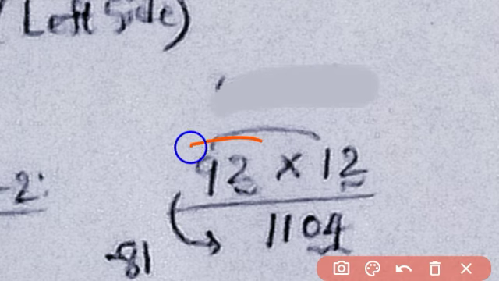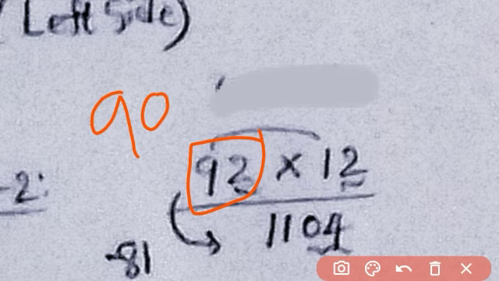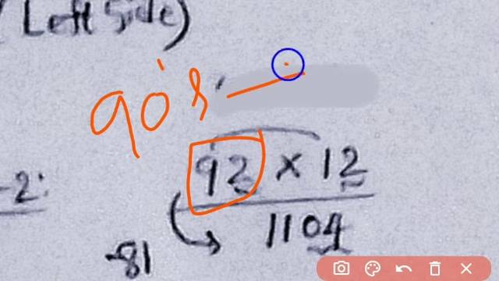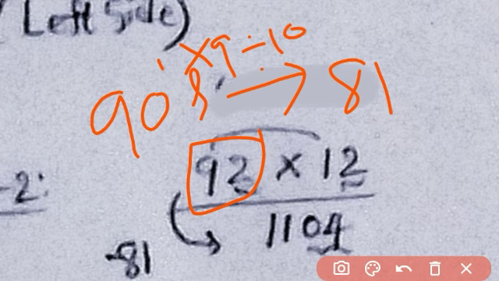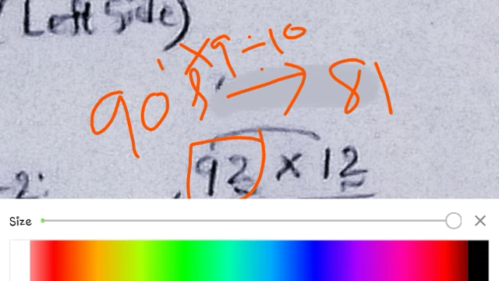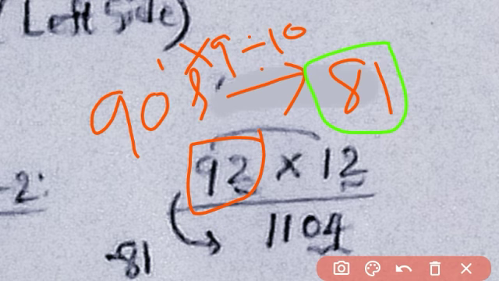See, you have 92. Take it as 90s. If you have 90s, you have to subtract 81. How will you get it? Just multiply the same number, 90s into 9, divided by 10. You will get 81.